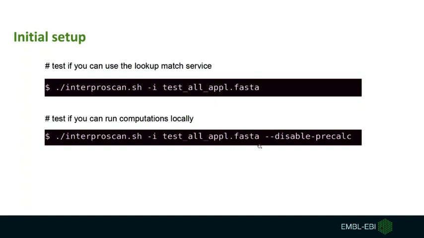The second command basically has another option on it, which is disable pre-calculation. So in the first command, if InterProScan finds that the sequences you are using are already in the UniProt knowledge base, then it will not do any local computation for that. It will just get what we have already pre-computed, and that basically makes the analysis much faster.